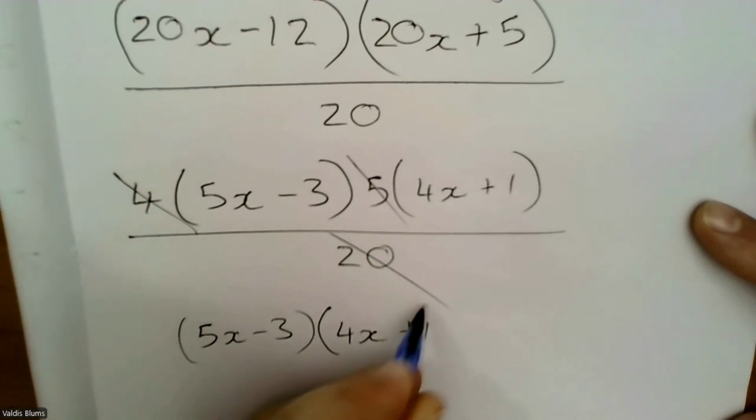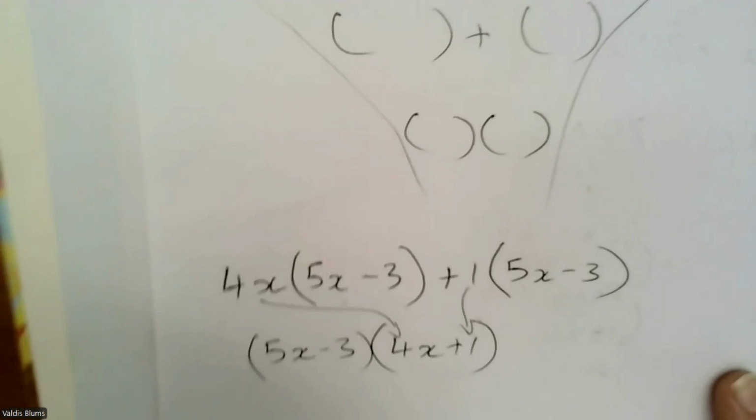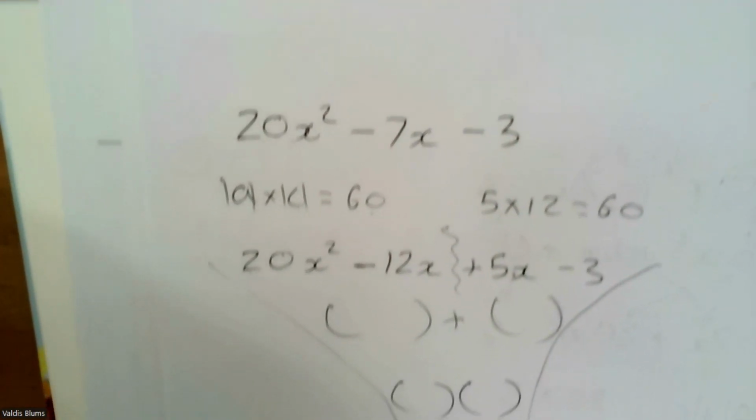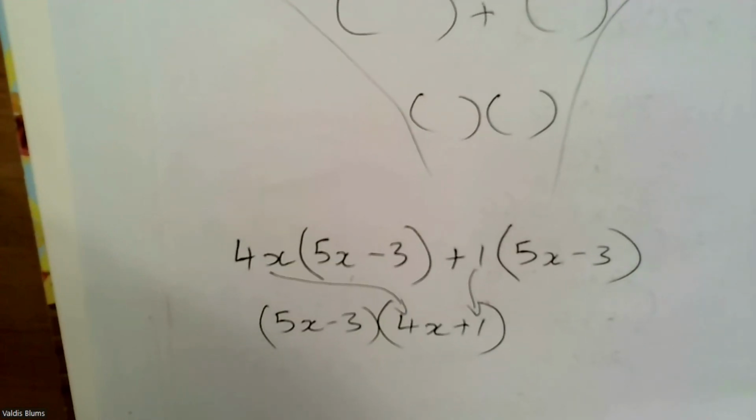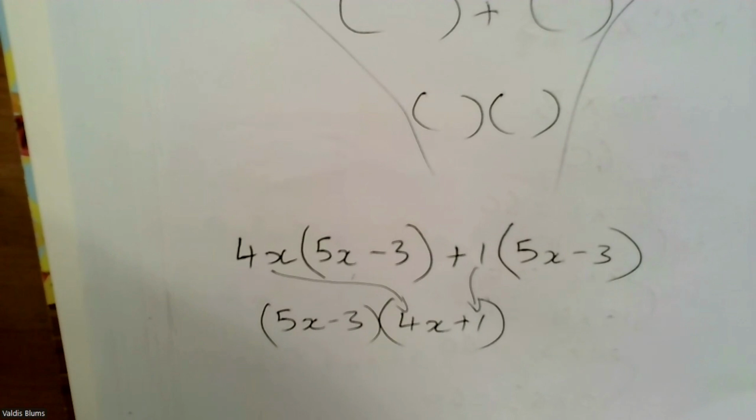And so our factorized form is 5x minus 3, 4x plus 1. If I flick back to last lesson's page, when we were doing the same question via the decomposition method, we saw that the factors were 5x minus 3, 4x plus 1. So same answer.